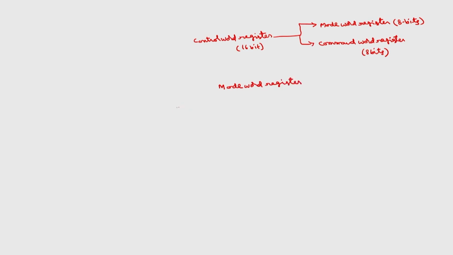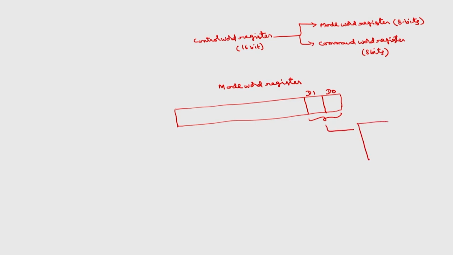So, the format is this is an 8 bit register. The last 2 bits, the LSB 2 bits, are D0 D1. These 2 bits are called the baud rate factor. This is going to decide the baud rate factor. We know what is baud rate.